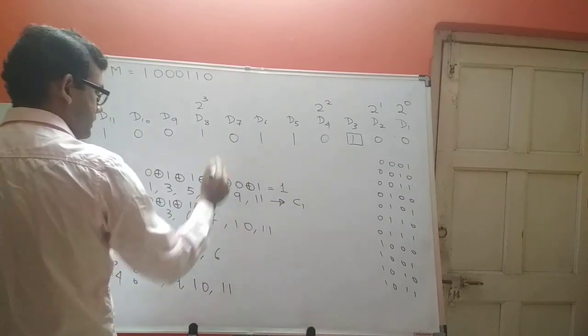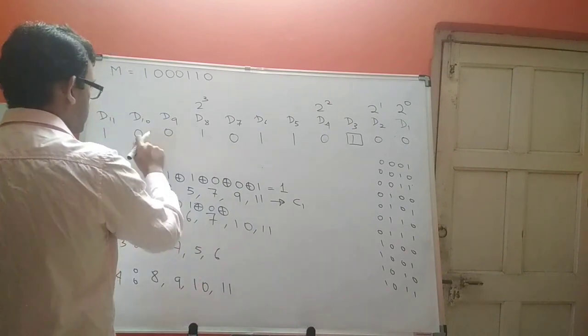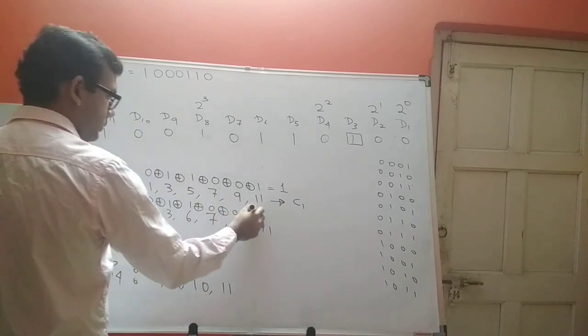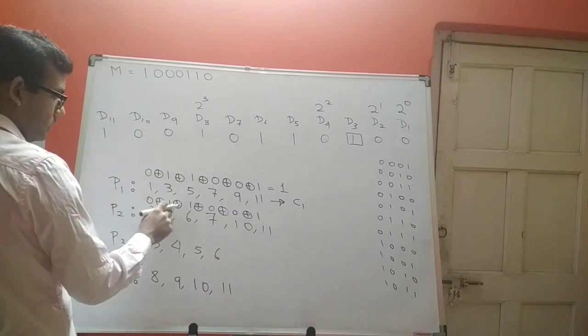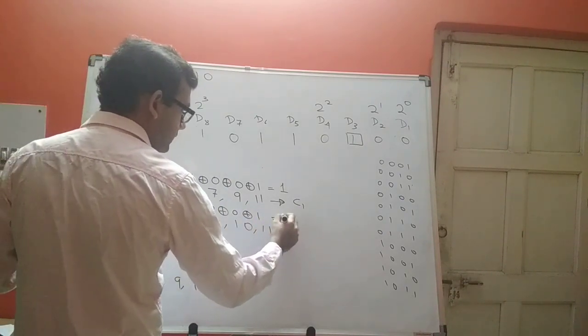At position 7 you have a 0. At position 10 you have a 0. And at position 11 you have a 1. See? So that's 0. So how many 1s are there? 1, 2, 3. There are 3 1s. So you will get a 1.